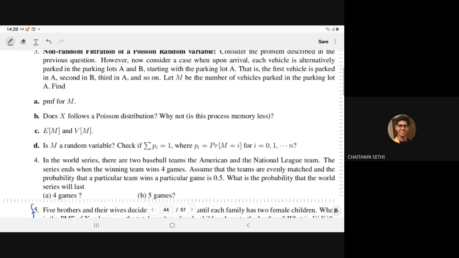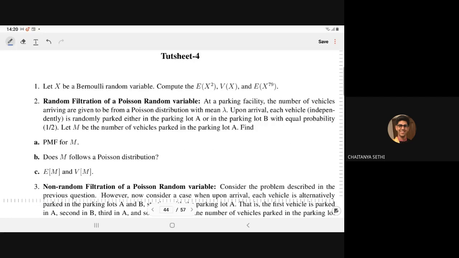Now let us have question number 2. At a parking facility, number of vehicles arriving are given to be from Poisson distribution with mean lambda. Lambda means expected number of arrivals in unit time. Upon arrival, each vehicle independently is randomly parked either in parking lot A or in parking lot B with equal probability 0.5.